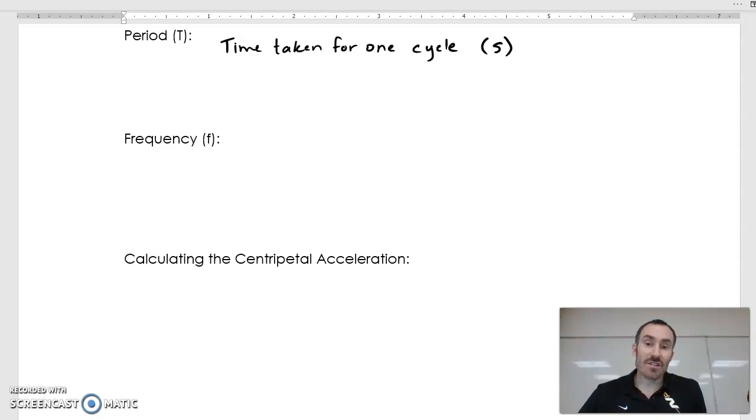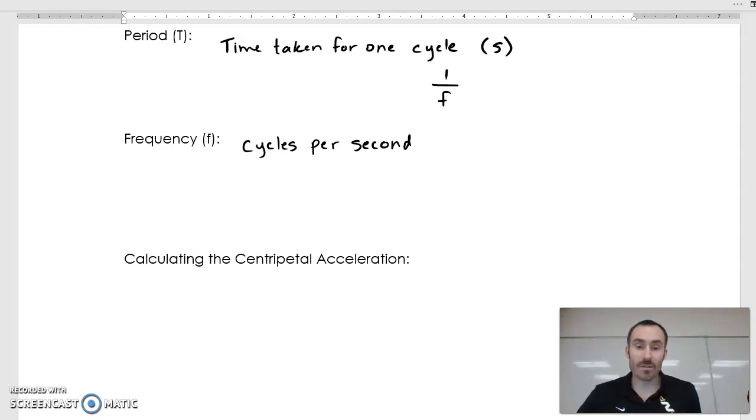Frequency is just the reciprocal of that. It's the number of cycles per second. Okay? And so it turns out that the period is 1 over the frequency, and the frequency is 1 over the period. So cycles per second can also be written in its actual unit, which is hertz. And period is still measured in seconds, or seconds per cycle if you'd want to say it like that.